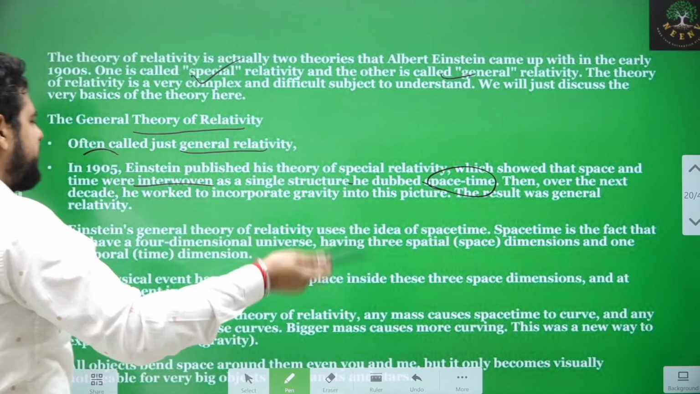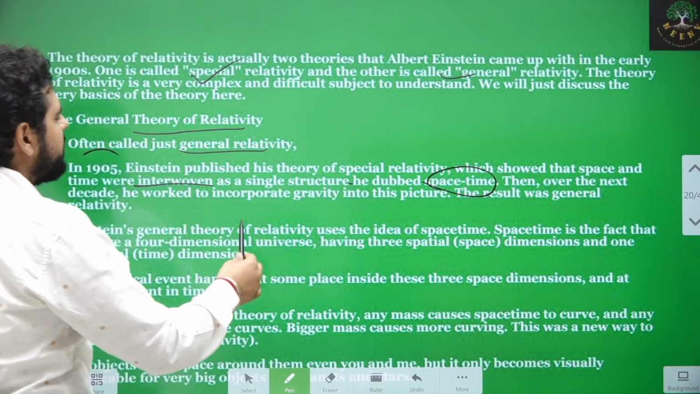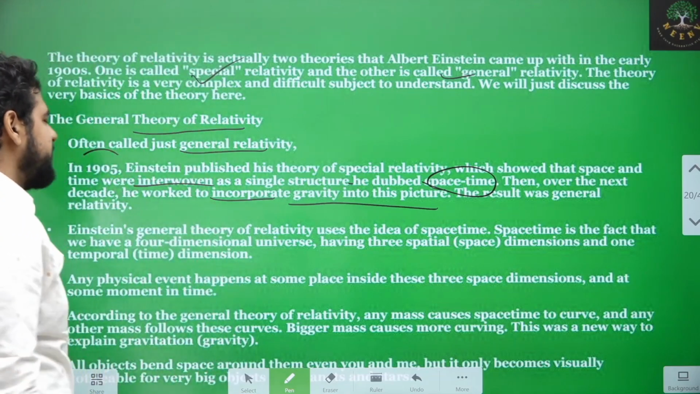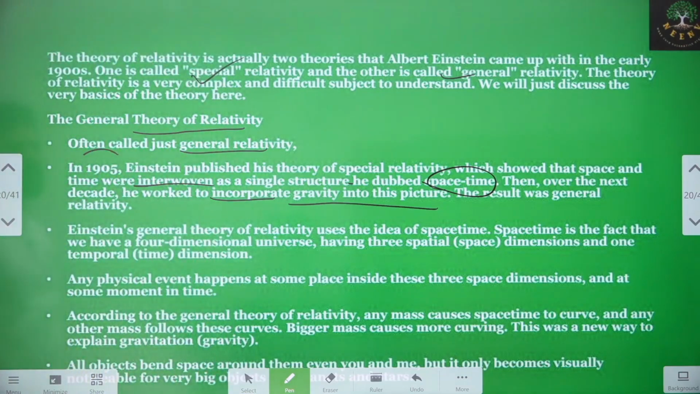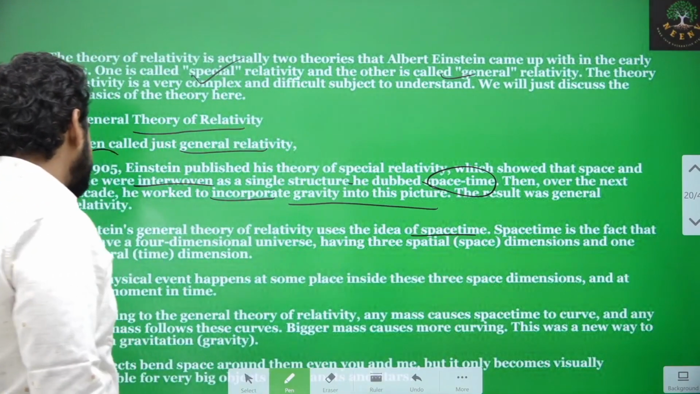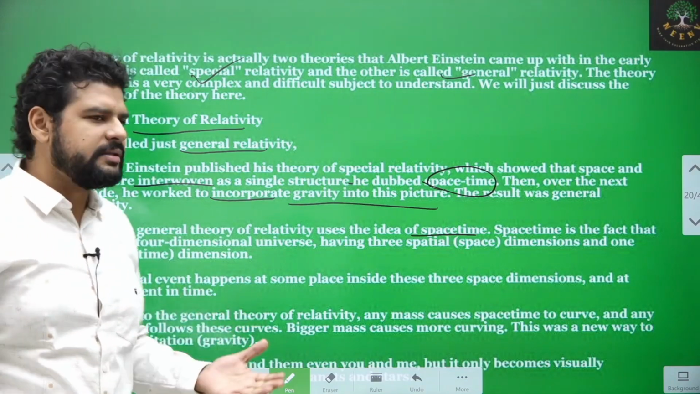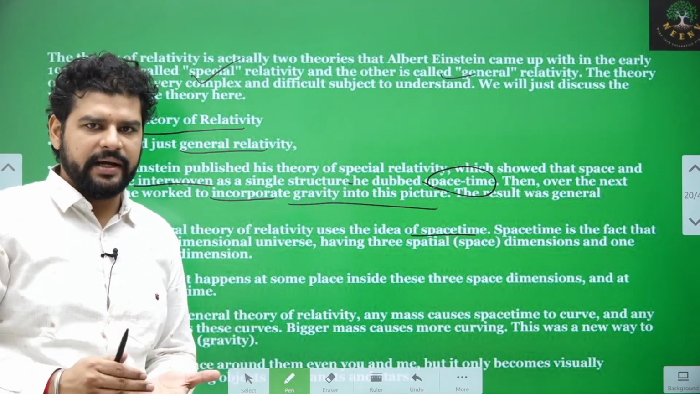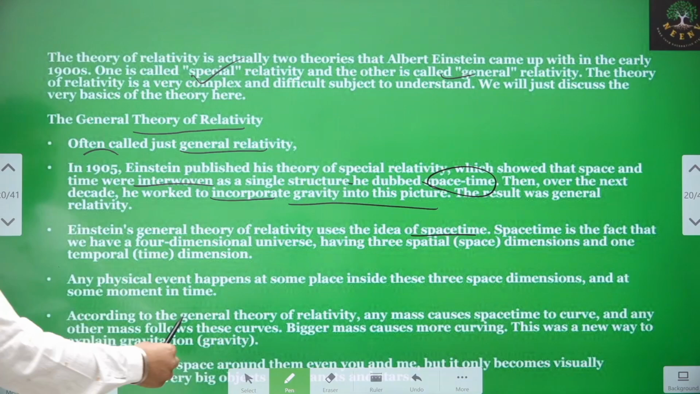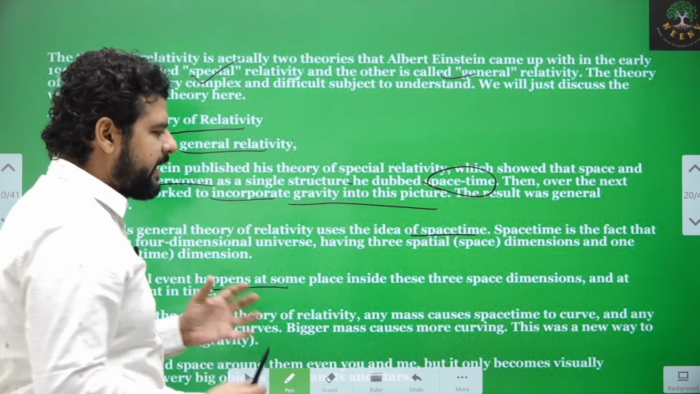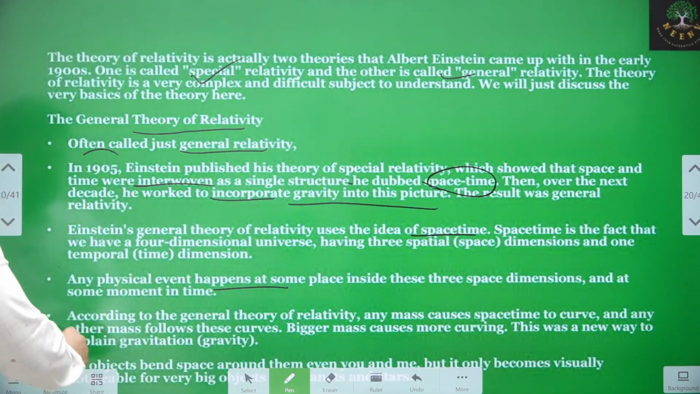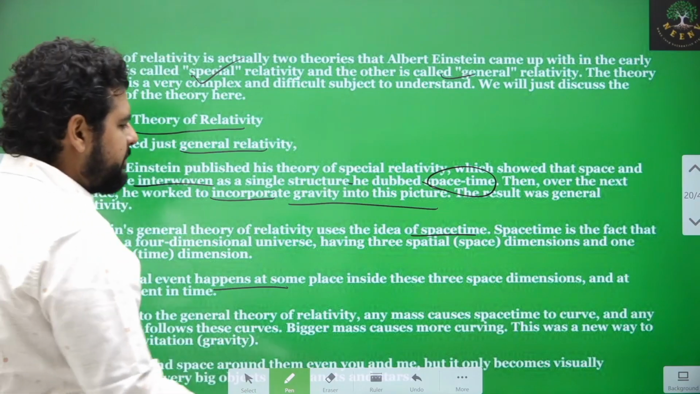But in the next 10 years, he worked to incorporate gravity into this picture, which resulted in general relativity. Now, Einstein's theory uses the idea of space-time. Space-time is the fact that we have a four-dimensional universe, three in space, length, breadth, and height, and one is time, right? Any physical event that happens, it happens in space and time, right? Four dimensions.